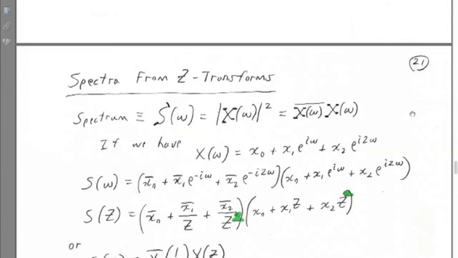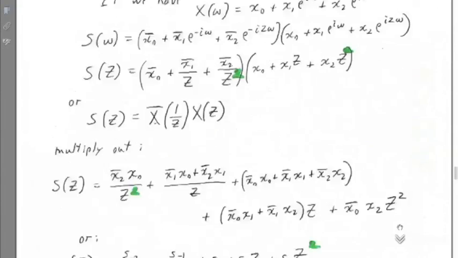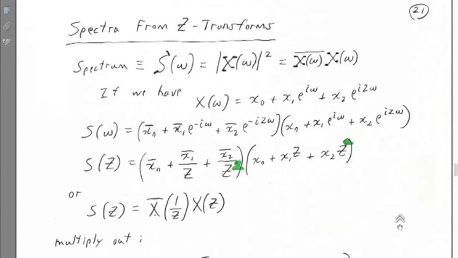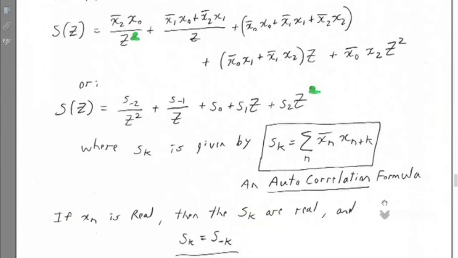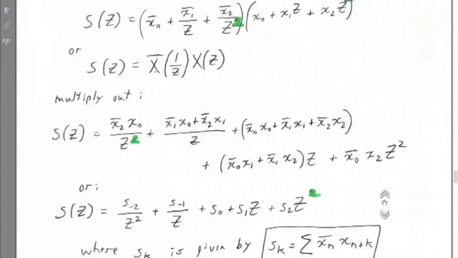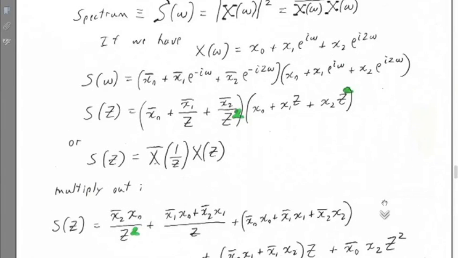And it's all based on this spectrum, actually. And that's kind of interesting now. You see that the spectrum is related very closely to this autocorrelation, through the Z transform here.